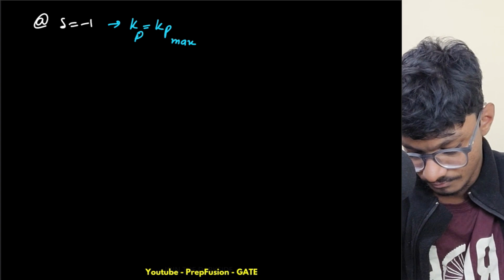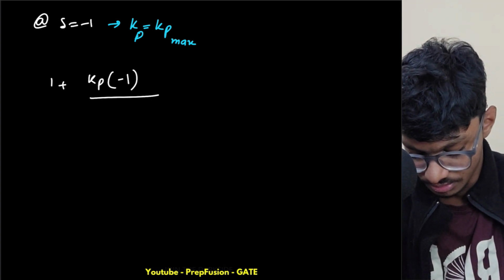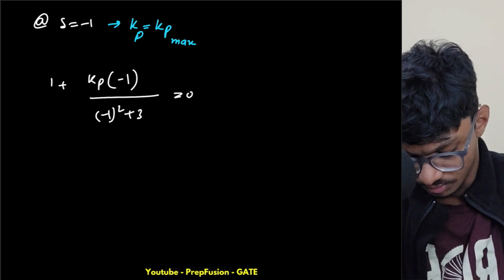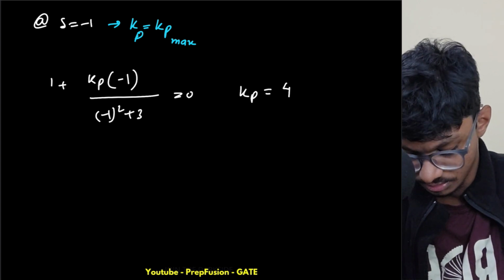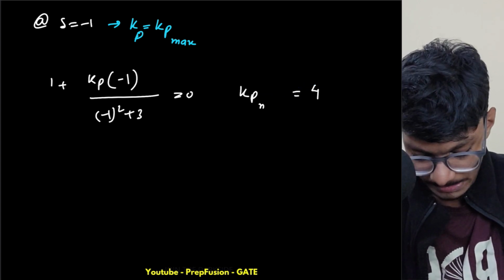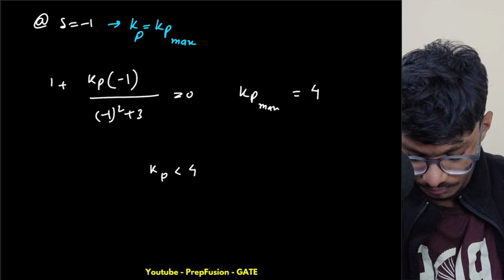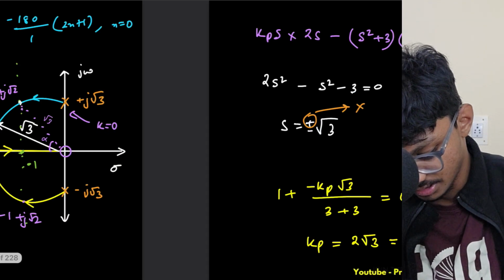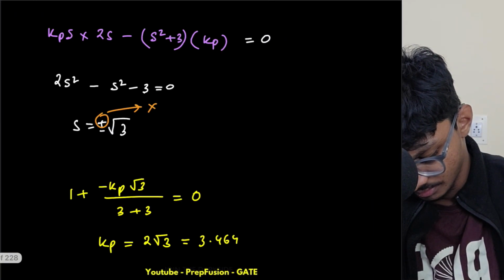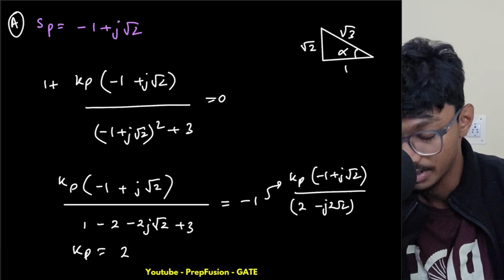So basically I will put s equals minus 1 in this characteristic equation: minus 1 whole square plus 3 equals 0. So kp will be simply equal to 4. So kp max equals 4. What is the range of kp? The kp range is between 2 and 4. So this is for part A.